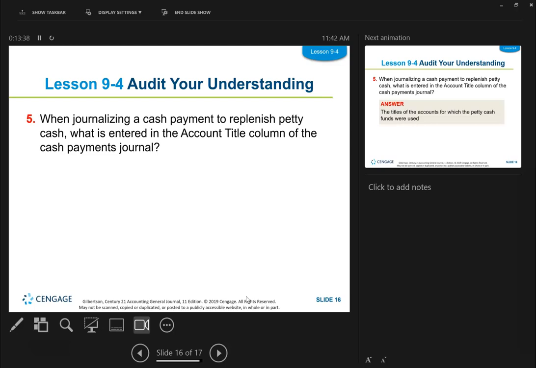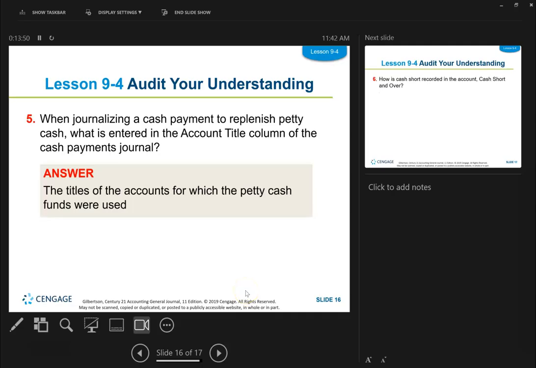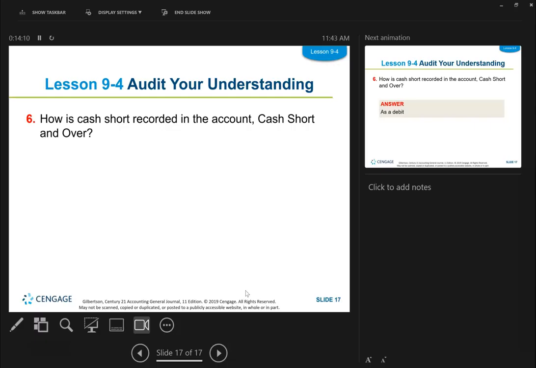When journalizing a cash payment to replenish petty cash, oh boy, bless you. What is entered in the account title column of the cash payments journal? The titles of the accounts for which the petty cash funds were used, right? We had advertising expenses and supplies and miscellaneous. Those were the titles that we used because those were the accounts where the debits would also be transacted when we journalize.